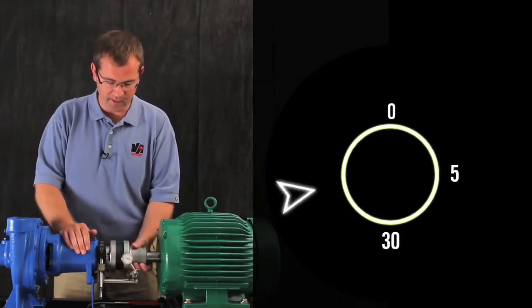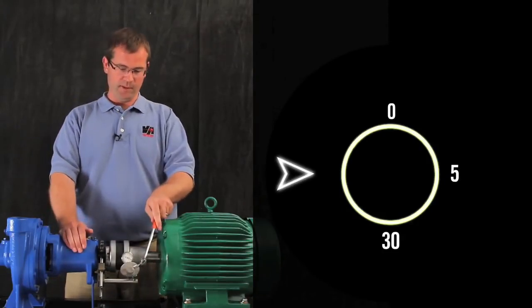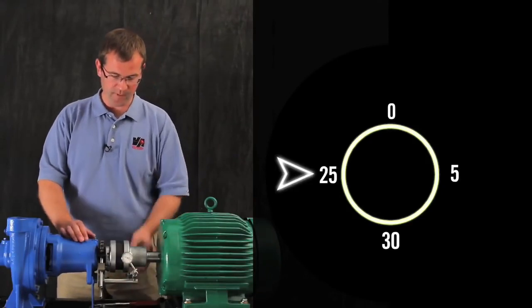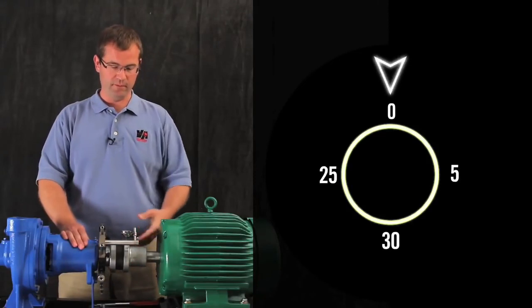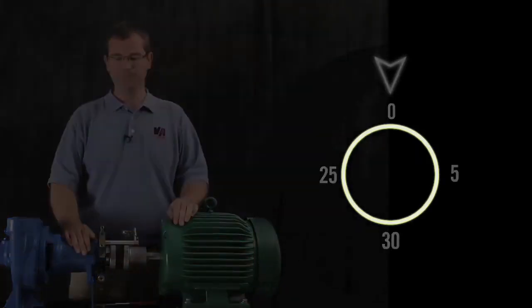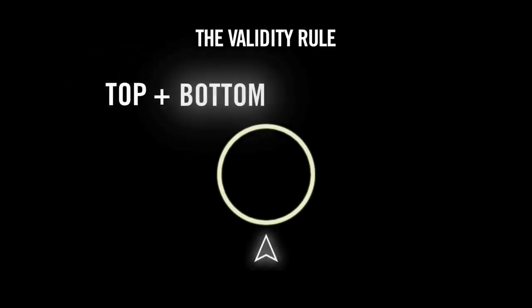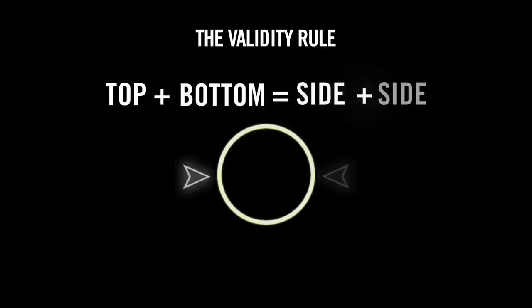Next, we read at 9 o'clock, and that reads 25 mils. And then back to 12 o'clock, and the indicator comes back to 0. The validity rule states that when we rotate the shafts, the value we acquire at the top plus the value at the bottom must equal the sum of the value at 3 o'clock and the value at 9 o'clock.